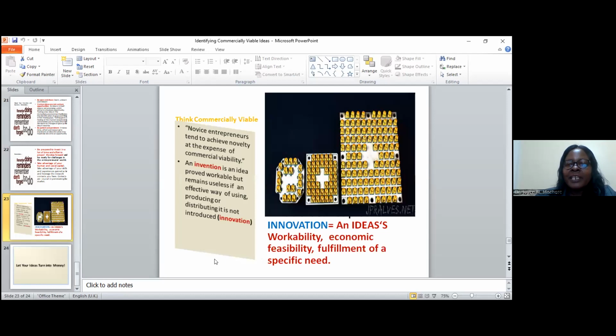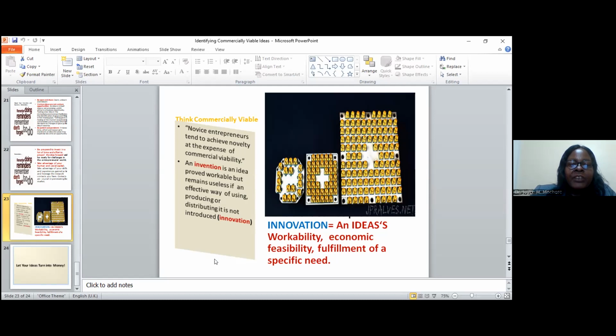If you have not yet come up with an idea, I'm encouraging you to think commercially viable. Now that you know what a commercially viable idea ought to be, remember, novices, those who are new in entrepreneurship, tend to achieve novelty at the expense of commercial viability. You can have an idea, but it may not be profitable because of those steps that we have already described. So don't be just excited about an idea. Think about that idea becoming profitable to you and to the community.